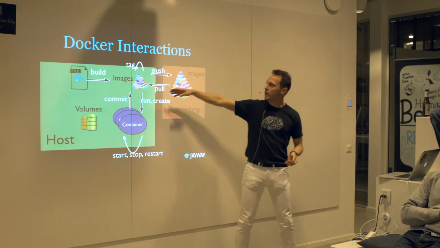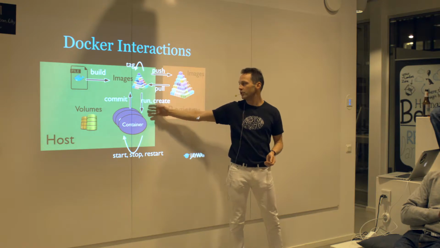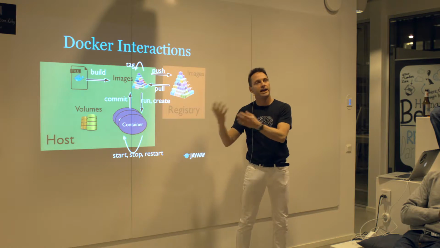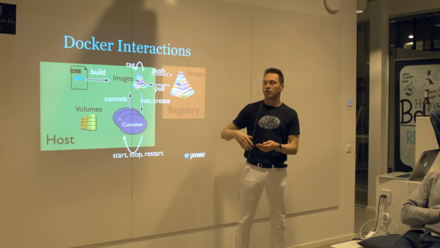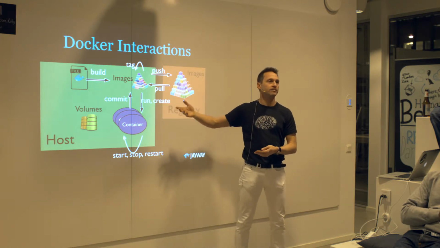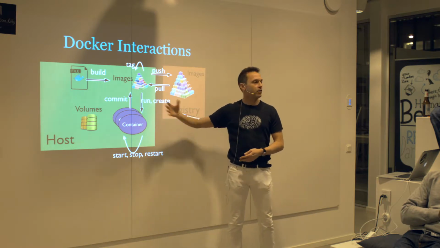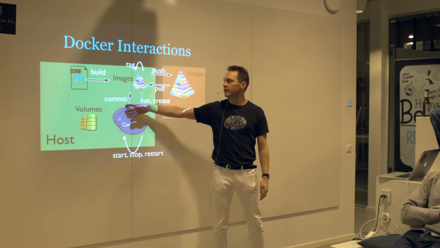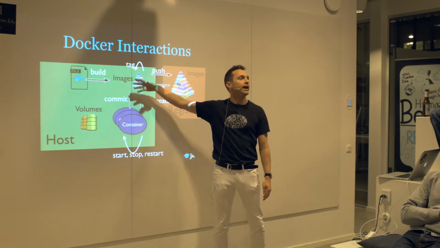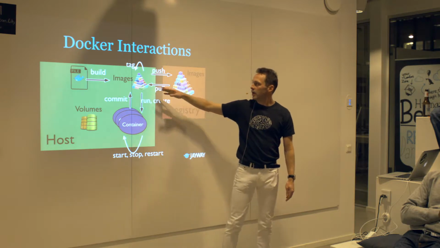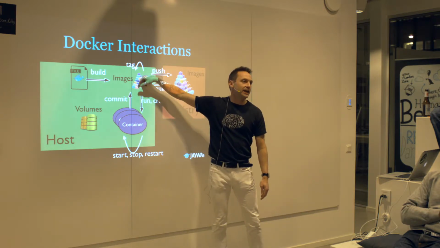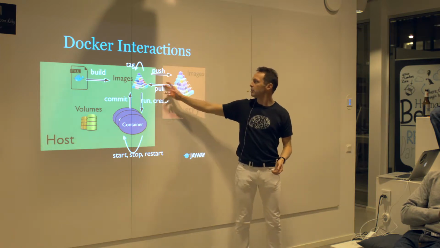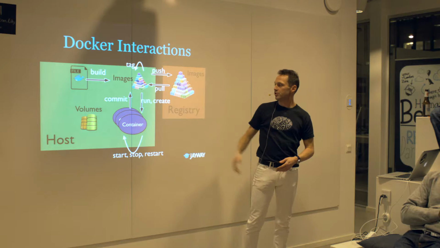But when you have an image, you can run it or you can create. Create means basically the same as run, but it means create it and don't start it. Run is create and then start it. And then when I have a running container or a stopped container, then I can commit it back to create a new image. And I can also tag images just to make them easier to find. And I can push and pull them from the registry.